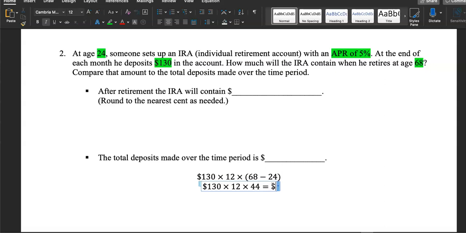So let me go in, and that's a simple multiplication. I don't really need Excel or anything. I'm just typing this in my tiny calculator on my hand. 130 times 12 times 44. So how much money is he taking out of his pocket to put in this individual retirement account? He's only putting $68,640.